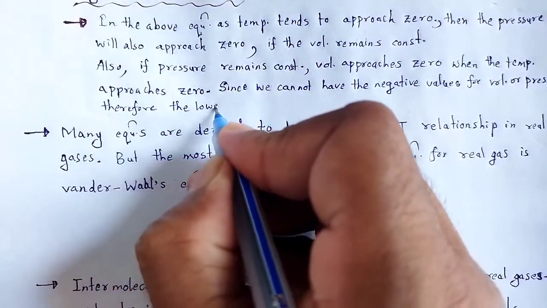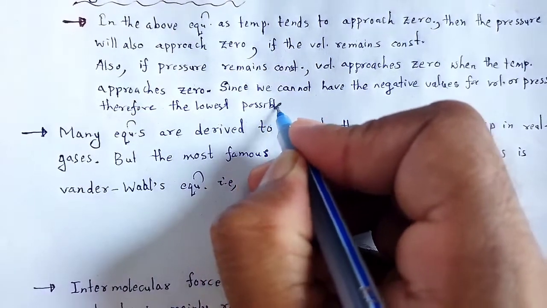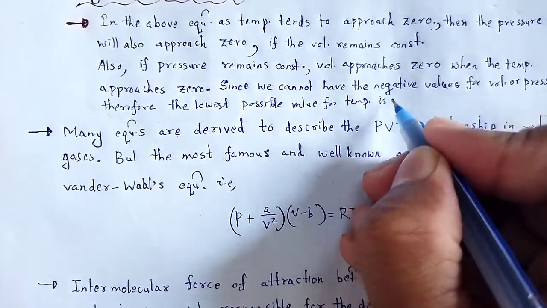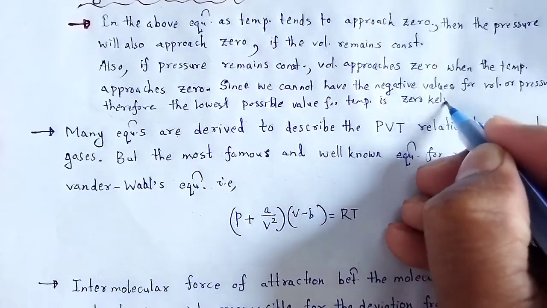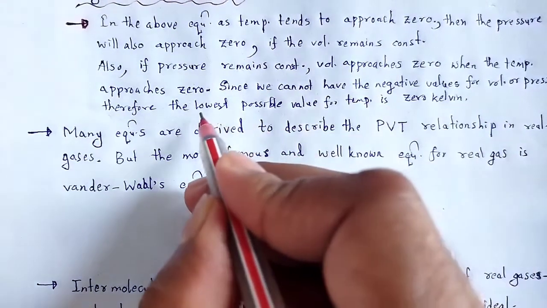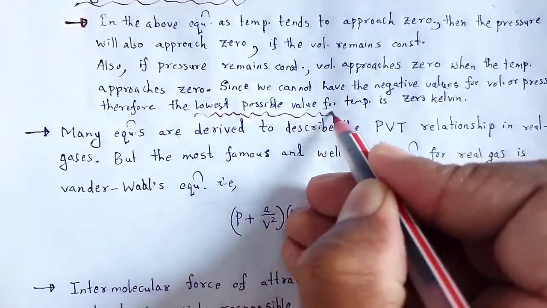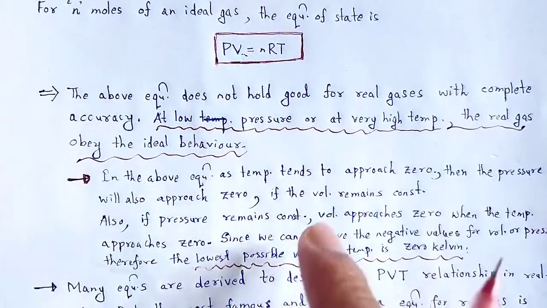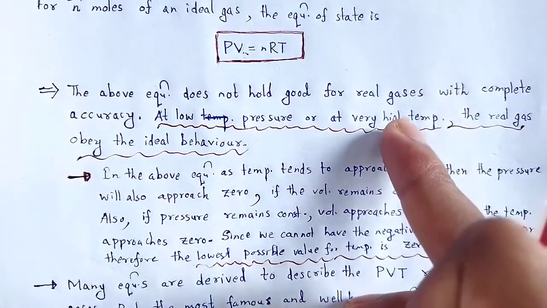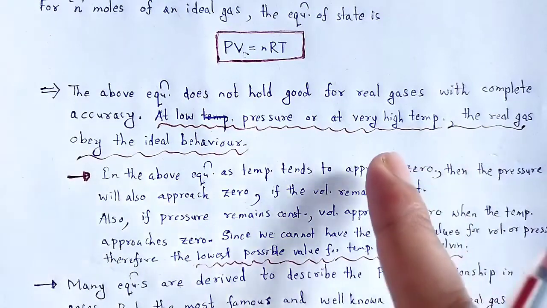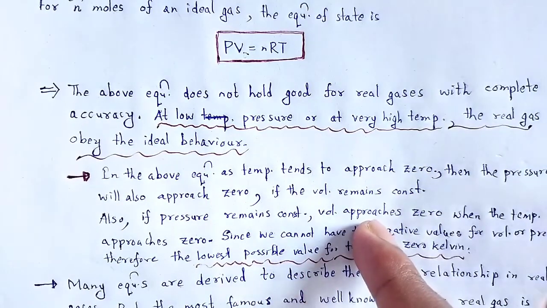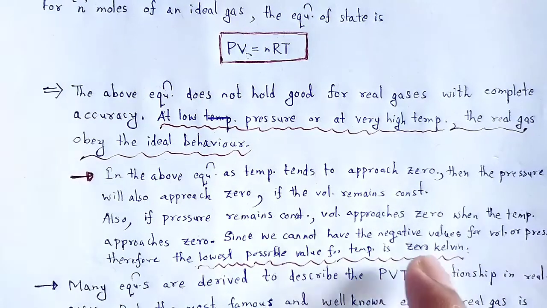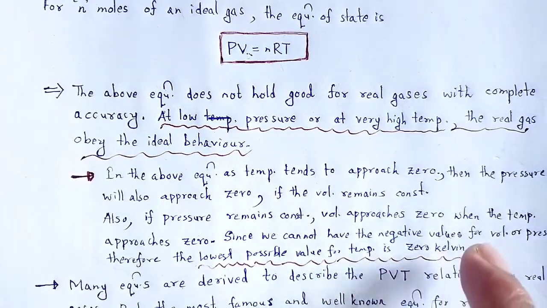The lowest possible value for temperature is 0 Kelvin. That is the important point from that particular equation. At these conditions, we can change the real gas into an ideal gas. This is the approach, and that is the reason why 0 Kelvin is the lowest possible temperature.